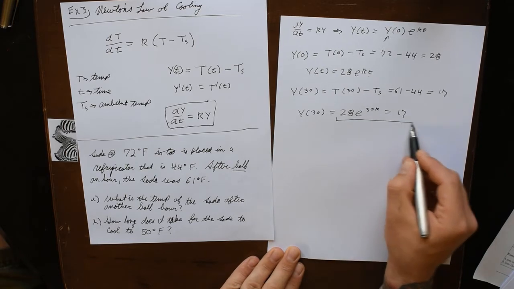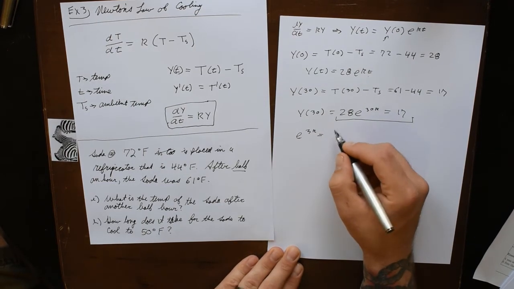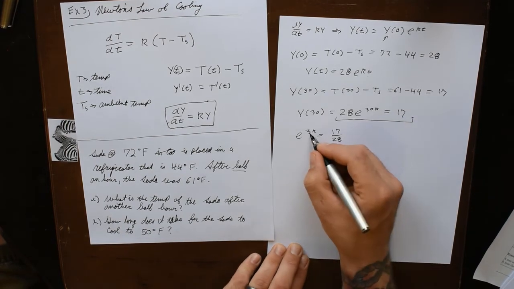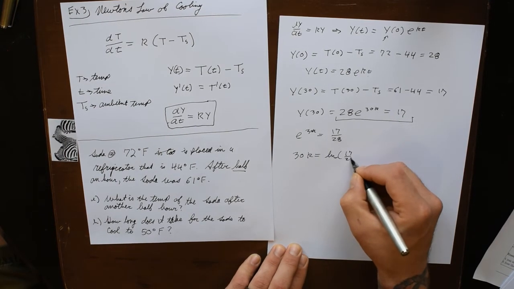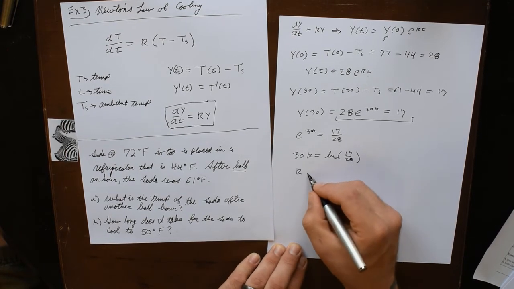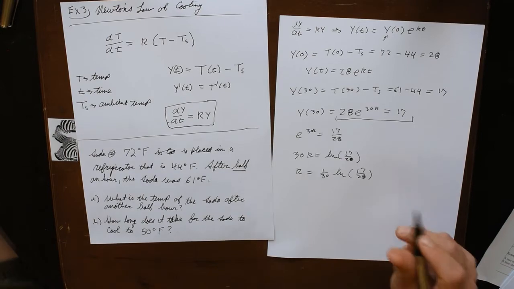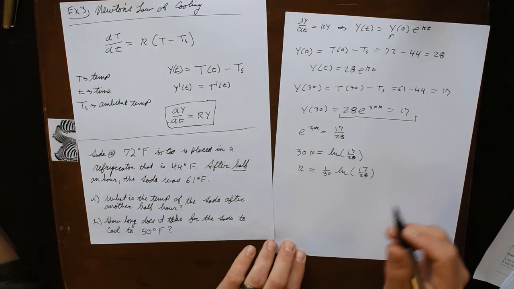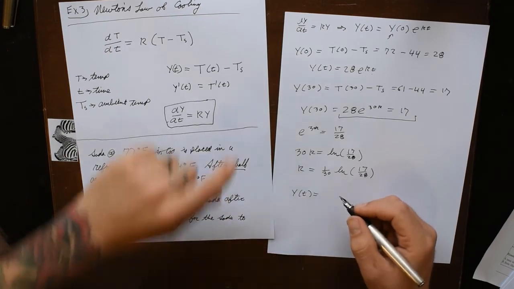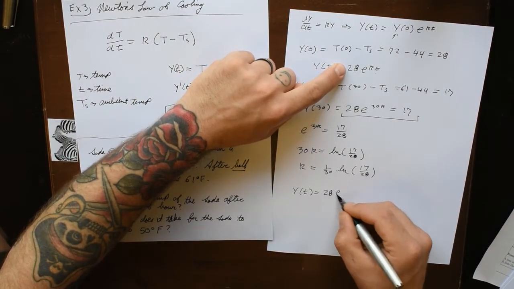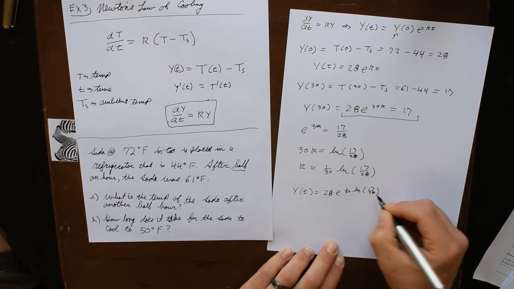Now we can solve for k. Divide both sides by 28, and what that says is e to the 30k is equal to 17 on 28. Take the natural log of both sides to get 30k is equal to the natural log of 17 on 28. Divide both sides by 30 to get k is equal to 1 over 30 times the natural log of 17 on 28. Perfect. So at this point, what we have figured out is that our solution y of t is equal to y of 0, which is going to be 28e to the 1/30th natural log of 17 over 28 t.